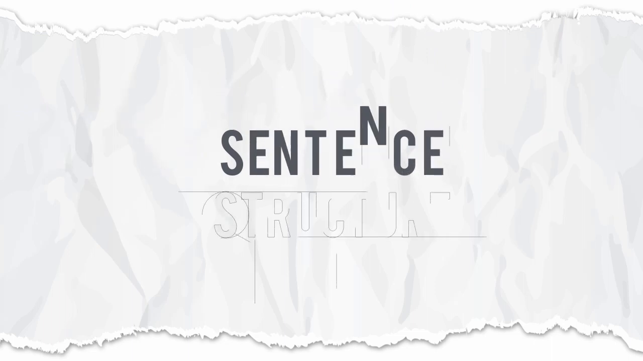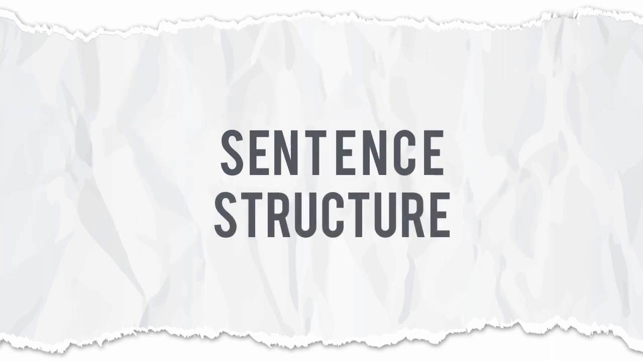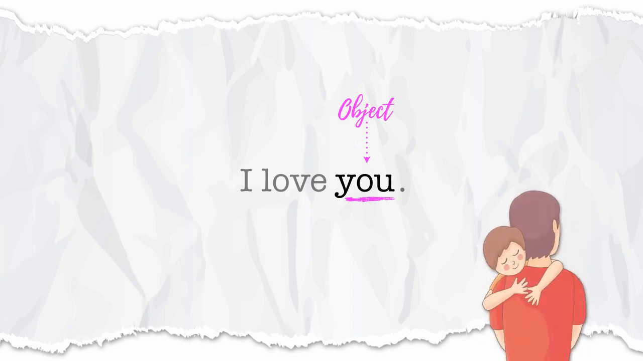Next, we're going to take a look at sentence structure. English has a very specific sentence structure, unlike a lot of other languages. Let's look at this sentence. I love you. I is the subject. It's the person, place, or thing doing the action. Love is the verb. That's the action. And you is the object. It's the person, place, or thing that's being acted upon. You can remember it this way. You are the object of my affection.